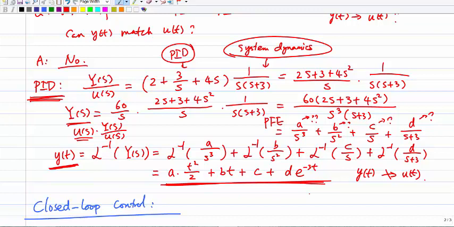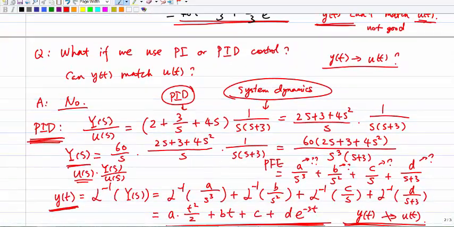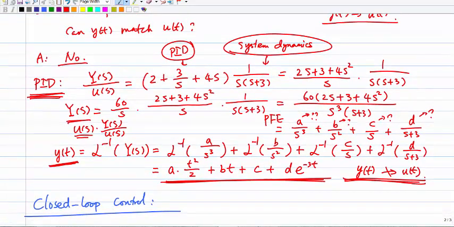So that's why, even if you use a PID, and of course you can try PI, PI will do the same thing. It will not give you a desired property, which means y(t) does not go to u(t) as t goes to infinity. It does not go to the desired value.